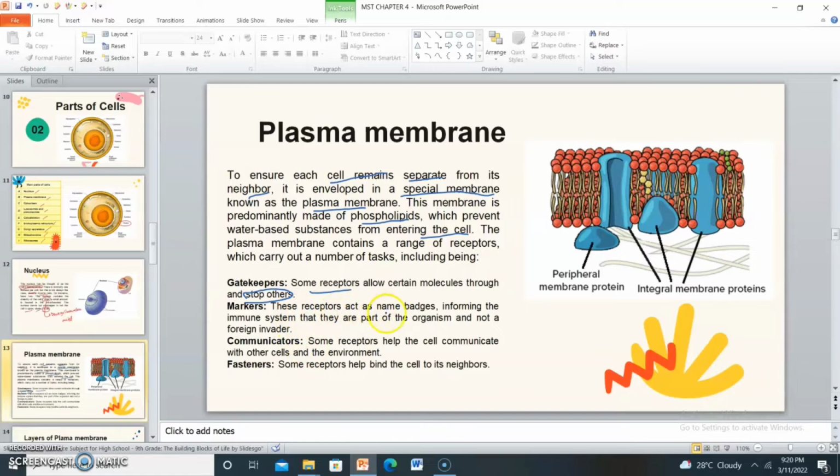These receptors act as a name tag, informing the immune system that they are part of the organism and not a foreign invader. In communication, some receptors help the cell communicate with other cells and the environment. Lastly, some receptors help bind the cells into the membrane. So, this is the plasma membrane.